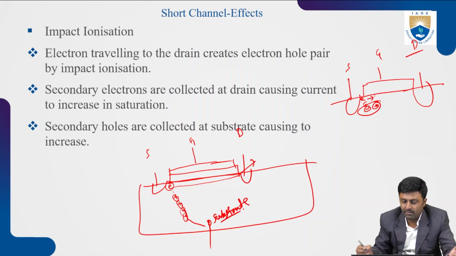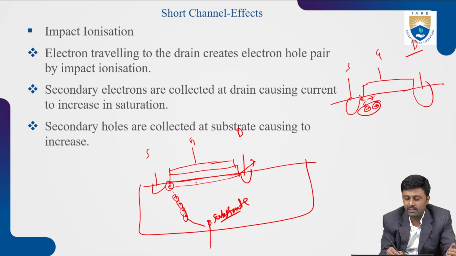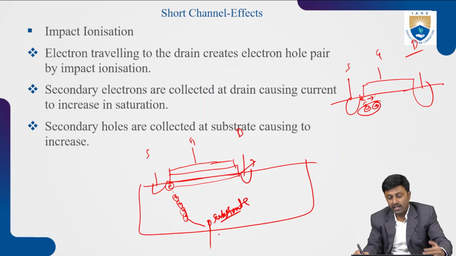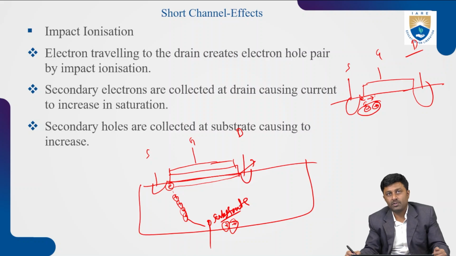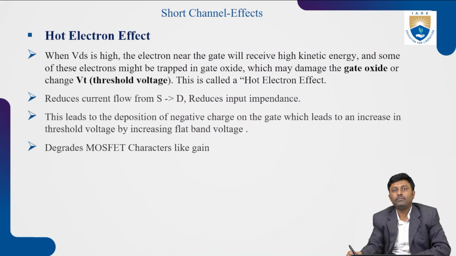So this is also one of the short channel effects, that is impact ionization. It makes electron-hole pairs, and the electrons are collected at the drain, and the holes are collected at the substrate. So we know there are four terminals: source, gate, drain, and the substrate. Because of the impact ionization, the holes get collected at the substrate region. This effect we call impact ionization.